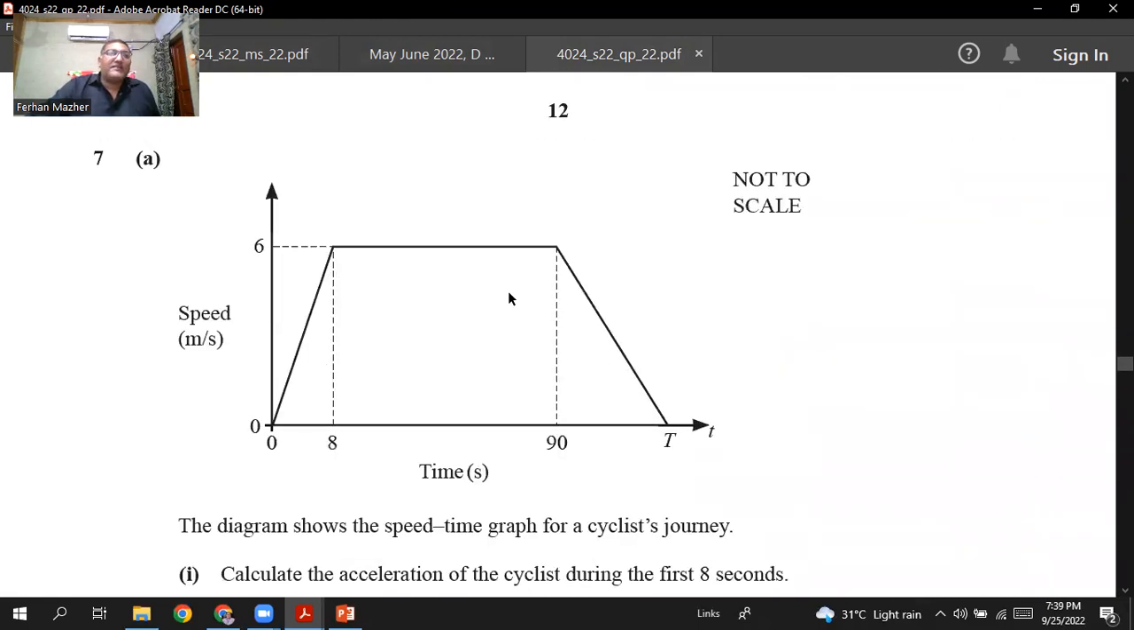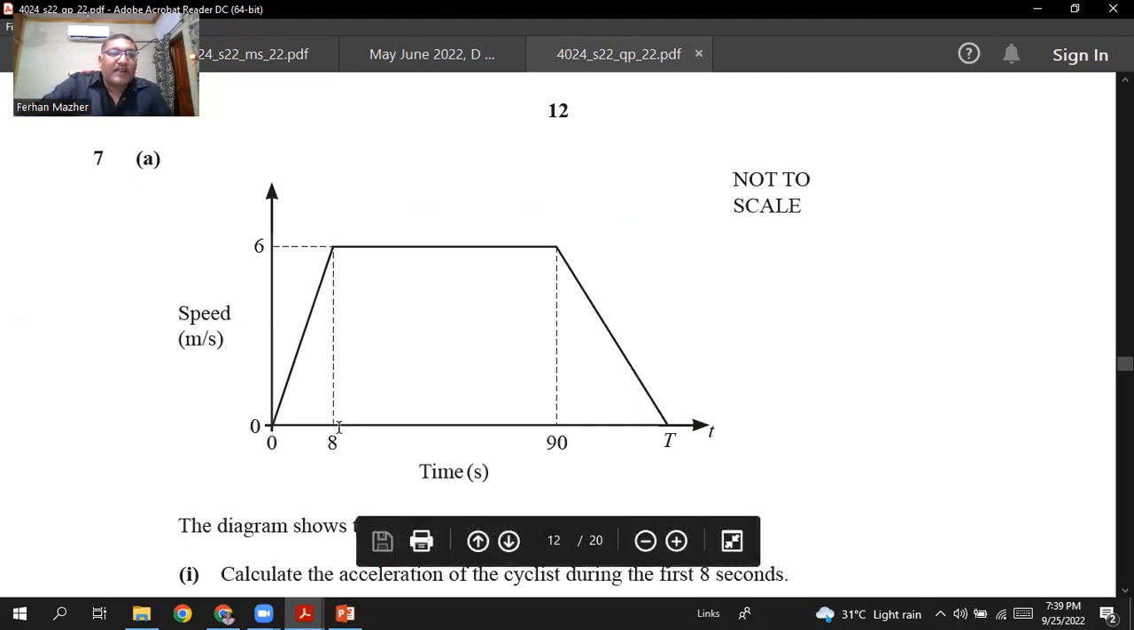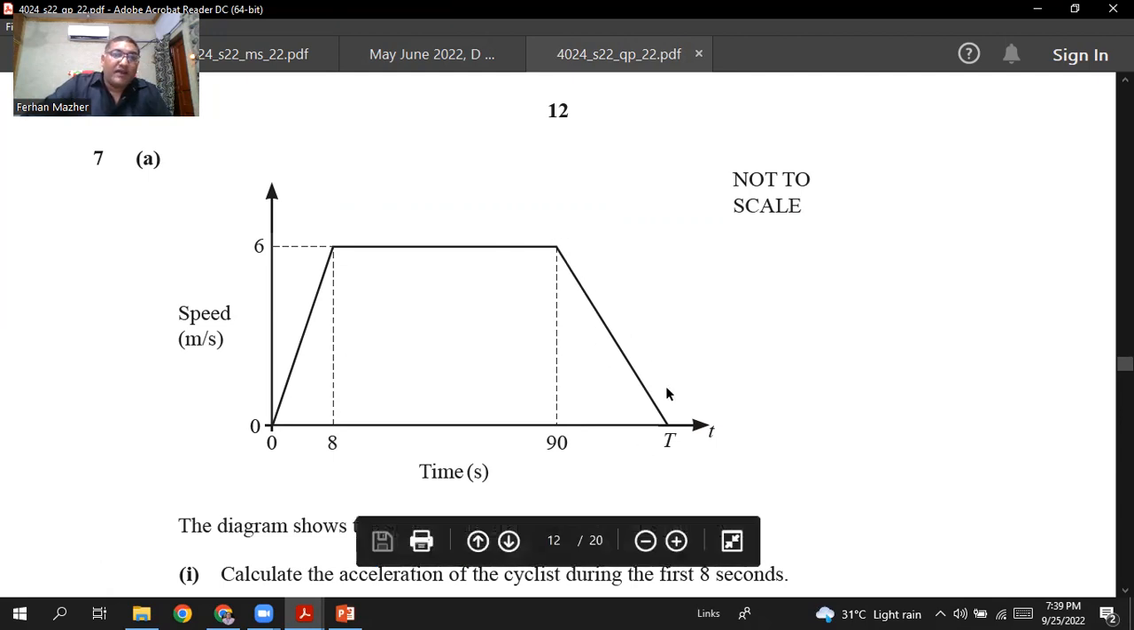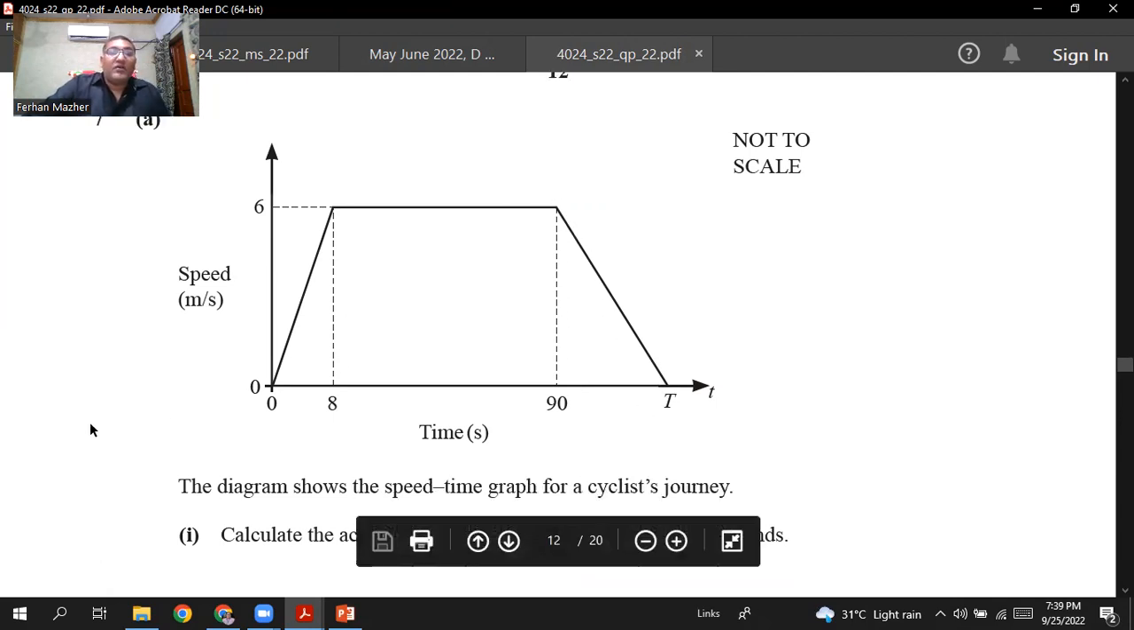That's question number 7. It says the diagram shows the speed time graph for a cyclist's journey. So the cyclist started at 0. The speed was 0 up till 8 seconds. He accelerated and he reached the speed of 6. From 8 to 90, his speed is constant at 6. From 90 to t, he decelerated uniformly and his speed becomes 0.